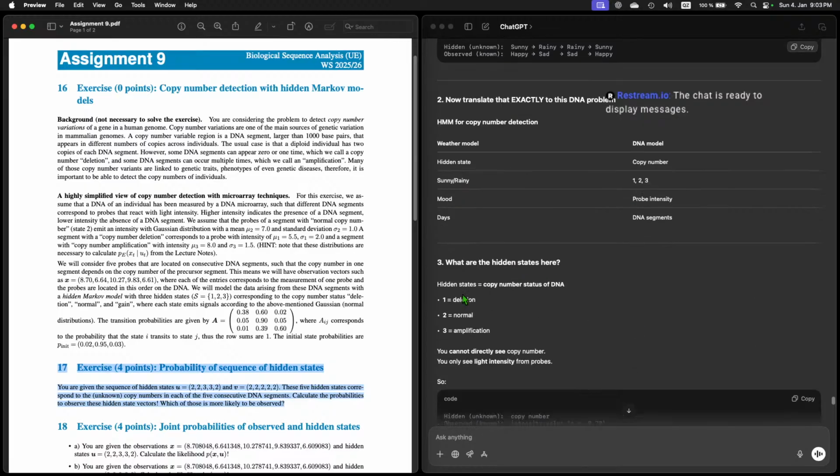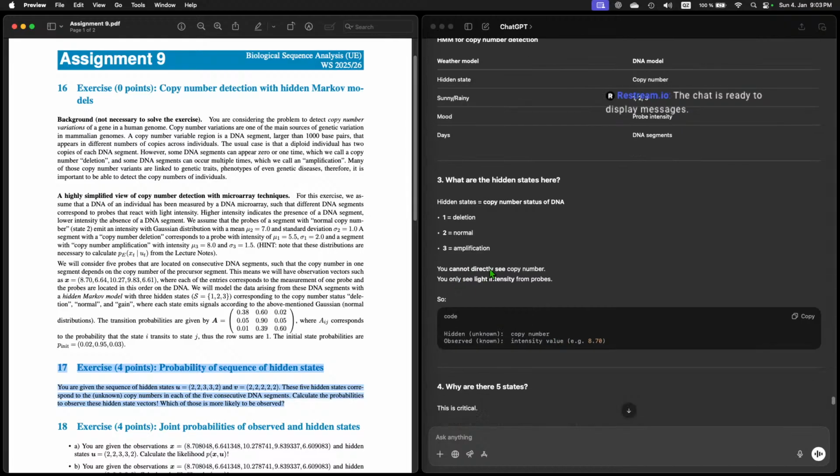What are the hidden states here? Hidden states equal the copy number status of DNA: 1, deletion; 2, normal; 3, amplification. You cannot directly see copy numbers. You can only see light intensity from probes.